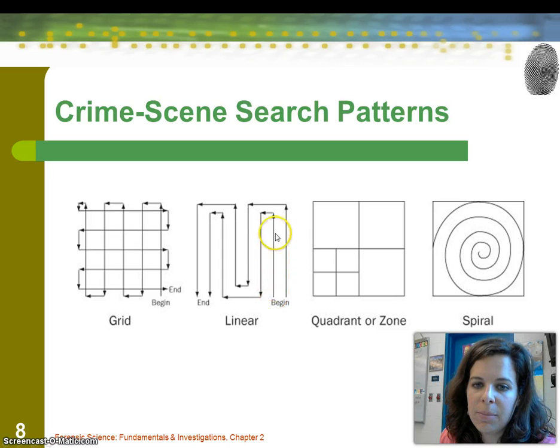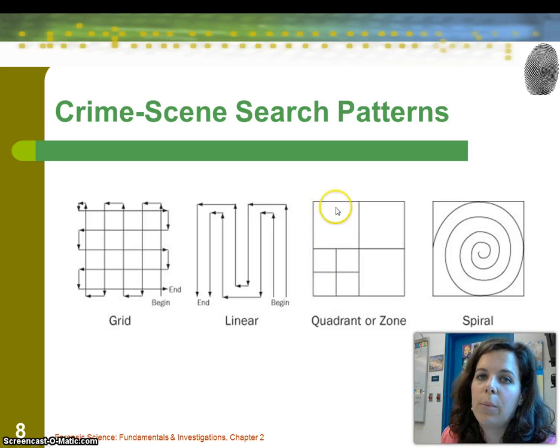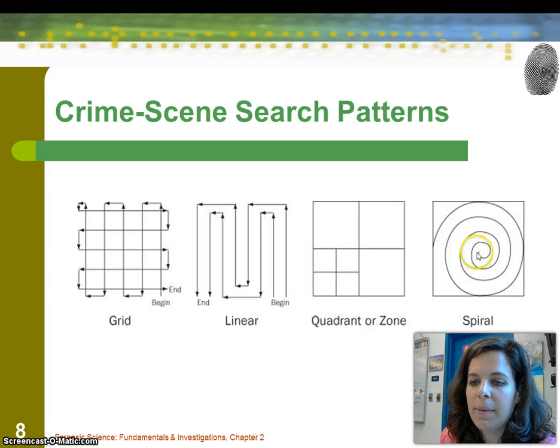You could be linear: you could begin and loop your way around, end here, and then go back and begin and do a little bit of a wider search. You could separate into quadrants or even smaller zones, so that each person is looking at one zone, or you're looking at one zone at a time. Or you might spiral: start in the middle of the room and work your way out looking for evidence, or go from the outside of the room and work your way in.